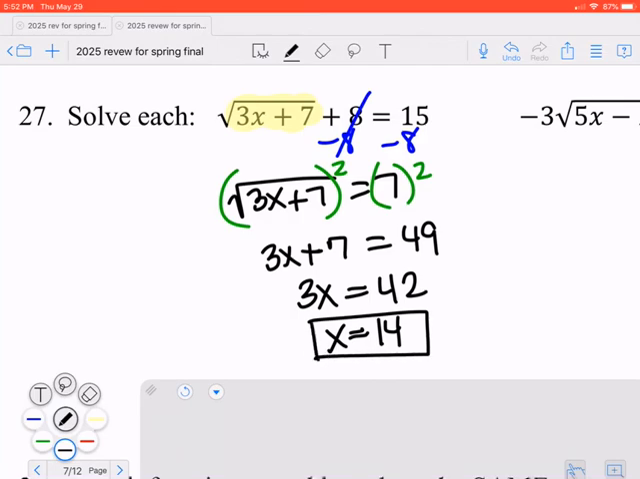You'll also want to do a quick check of your equation: throw it back in, see if it makes sense, and each side does equal. So 42 plus 7 is 49. The square root of 49 is 7. 7 plus 8 is 15. So we're good on our answer.